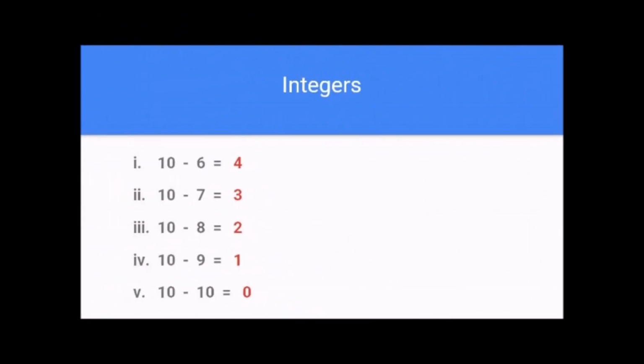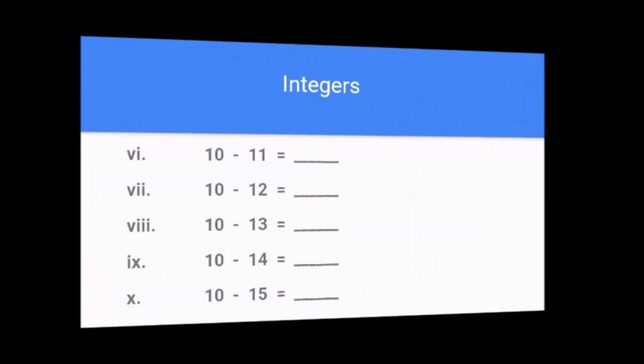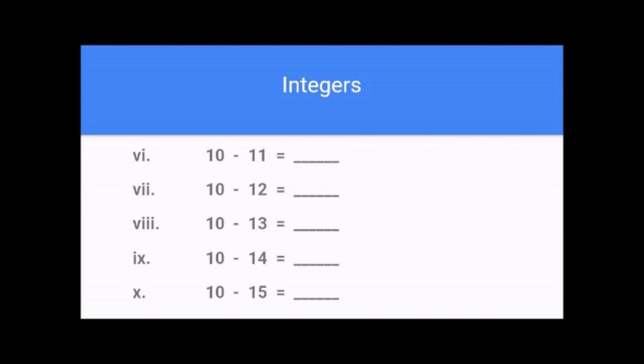Now let's examine the answers. 10 take away 6 is 4. 10 take away 7 is 3. 10 take away 8 is 2. 10 take away 9 is 1. 10 take away 10 is 0. Okay, so I hope you got all of those correct. That's straightforward because the bigger number would be the positive number. Now let's go a little further.